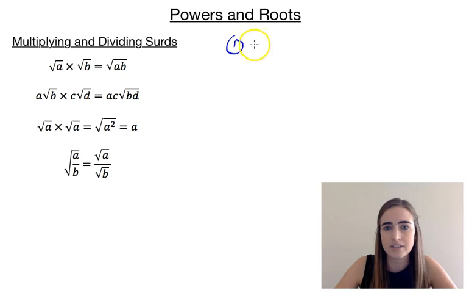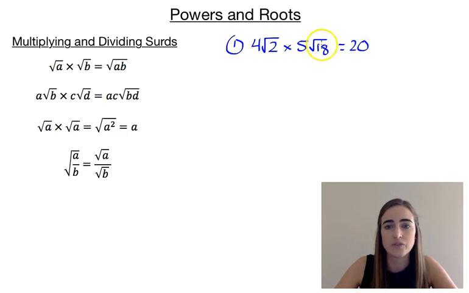Our first one is 4 root 2 times 5 root 18. So we're going to multiply the numbers at the front. So 4 times 5 would give us 20, and 2 times 18. So we multiply the numbers underneath, and that would give us 36. Then we can simplify because the square root of 36 is 6. So that would become 20 times 6, which would give us 120.